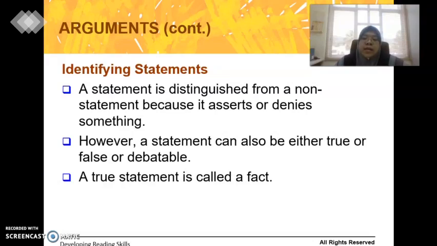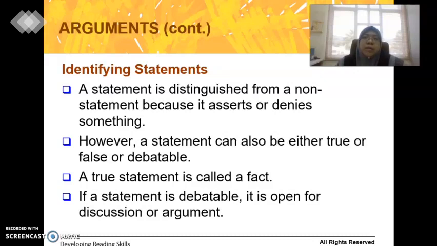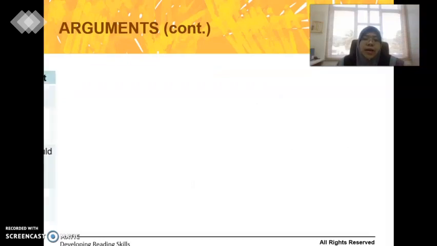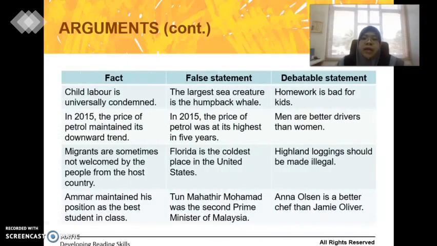A statement is called a fact about something. For example, you are talking about how the sun rises every morning. If a statement is debatable, it is often open for discussion or argument, meaning that it is argumentative in nature. A statement can be debatable if it is argumentative in nature. Arguments. You can see whether it is fact, false statement, or debatable statement.